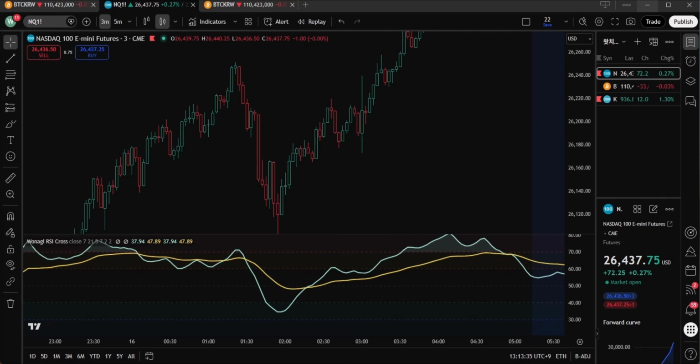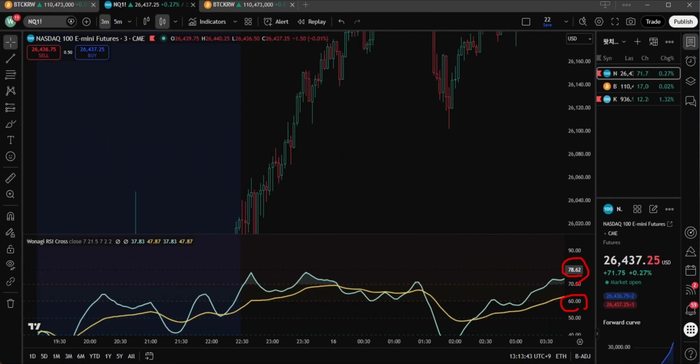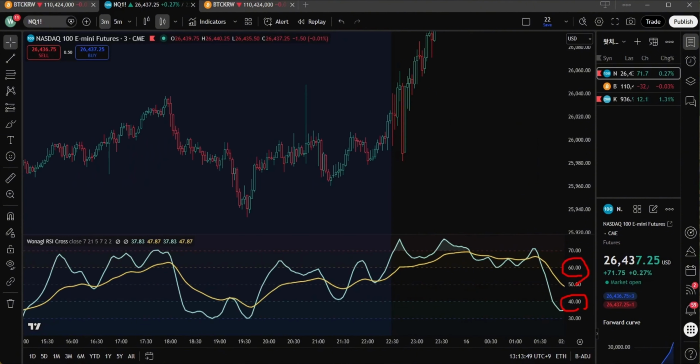Alright, allow me to explain exactly why I've included the 60 and 40 levels. When this chart is in a sideways movement, meaning the candlesticks are moving sideways, the RSI 7 line converges with the 60 and 40 lines. And the 21-day line intersects. Yes, both the 21-day line and the RSI 7. If the RSI 7 and 21 cross frequently around the 60 and 40 levels, we can say that this indicates a sideways movement. During sideways movements, if the RSI 7 rises above 60, it indicates an overheated market.